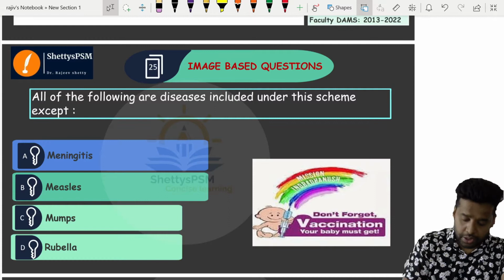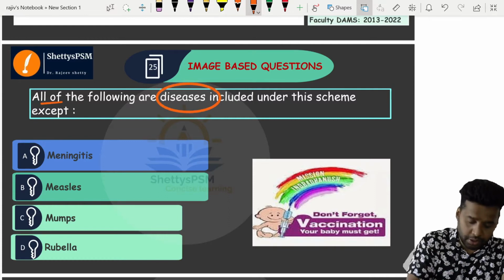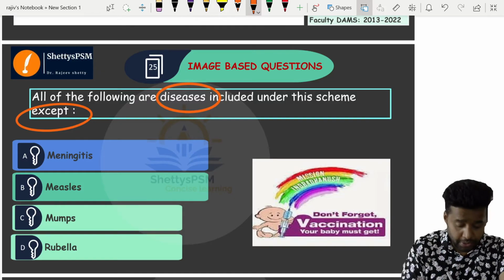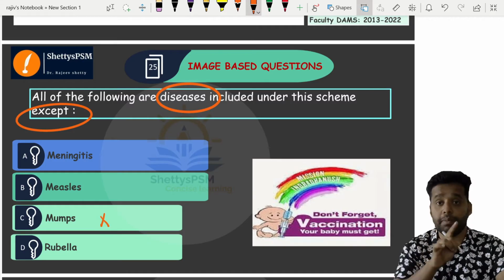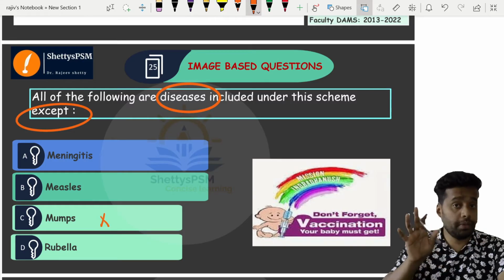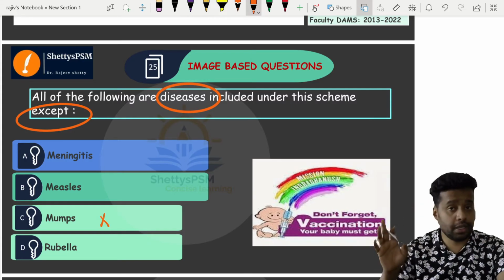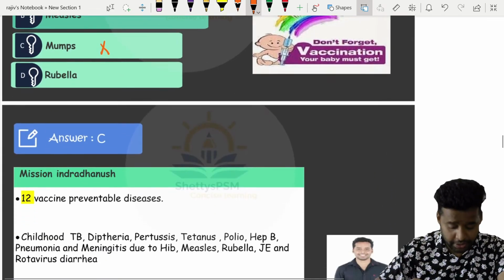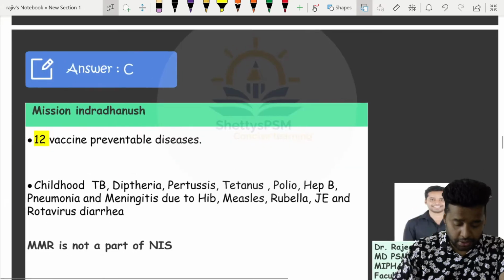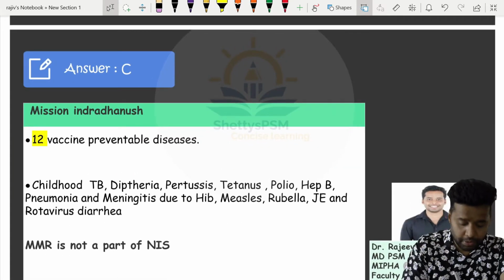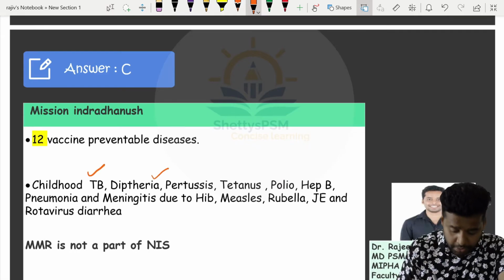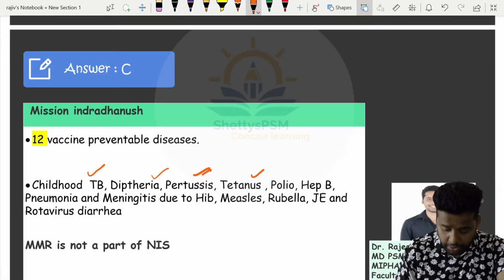All of the following diseases are included under Mission Indradhanush except, so which is not a part of Mission Indradhanush. So my answer is yes, good. Mumps is not included. We have MR, not MMR. M for measles, R for rubella, not measles, mumps, rubella. So what are the diseases prevented? So now answer my question. Childhood TB, BCG will prevent this. DPT: pertussis, tetanus, we have DPT vaccine.